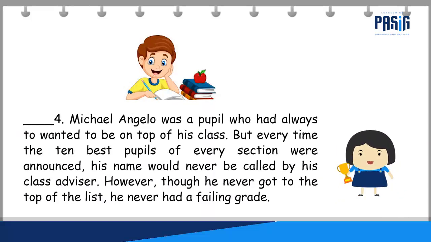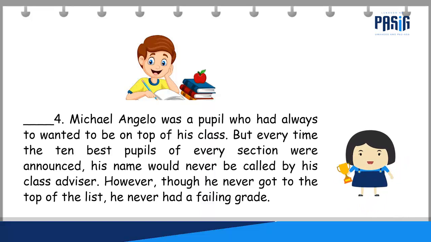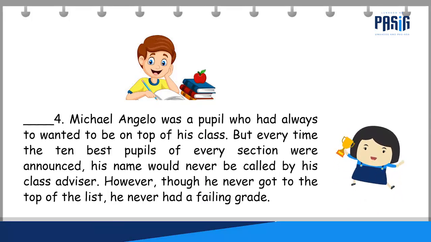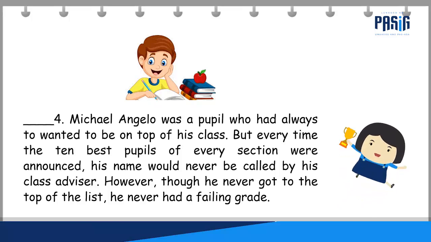Michelangelo was a pupil who had always wanted to be on top of his class. But every time the 10 best pupils of every section were announced, his name would never be called by his class advisor. However, though he never got to the top of the list, he never had a failing grade.